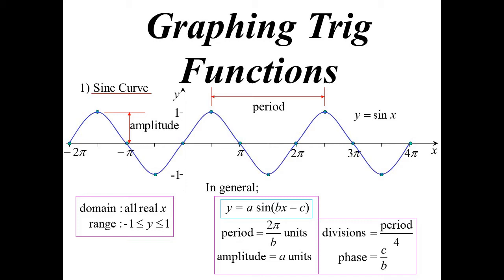So there's your shift, or your phase. So phase is horizontal shift. What else can we tell? We can see the symmetry. It's got rotational symmetry, so we know it's an odd function. Therefore, it satisfies the rule for an odd function. Sine of minus x will equal the minus of sine x.